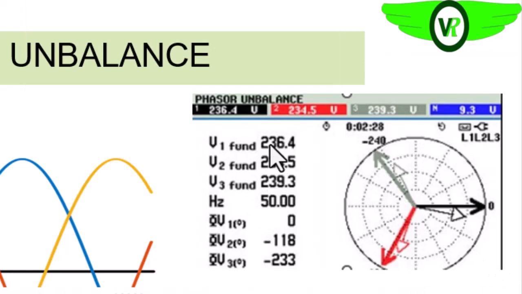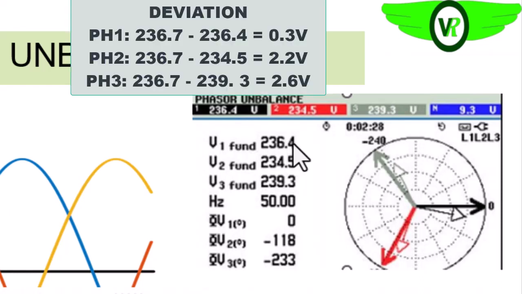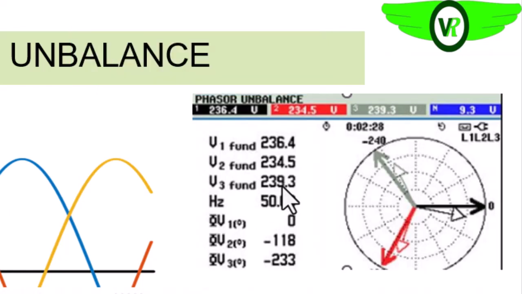236.7 becomes our average voltage. So we'll now look at the difference between each of these phases and the average. If we look at the difference, we'll see that on phase 1 we have 0.3 volts, phase 2 we have 2.2 volts, and phase 3 we have 2.6 volts. So now the highest deviation from the average is at 2.6 volts.